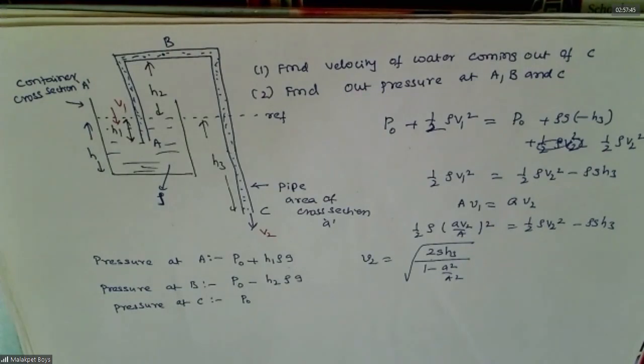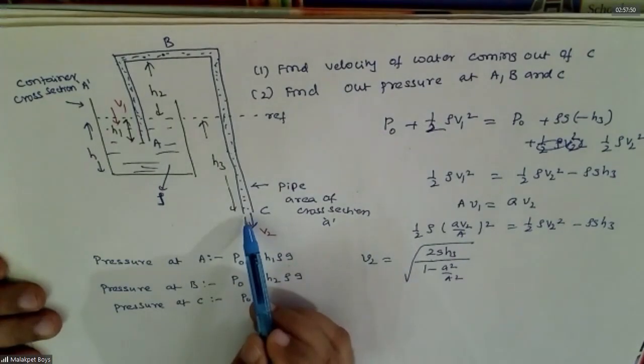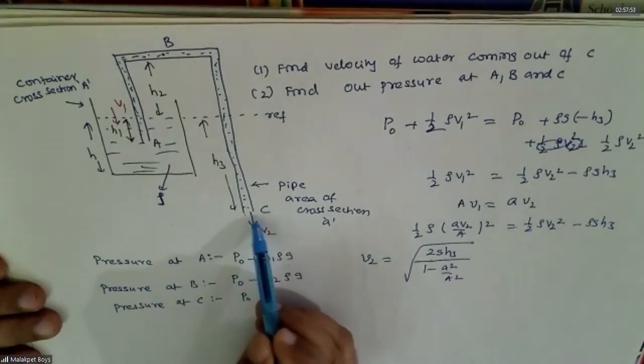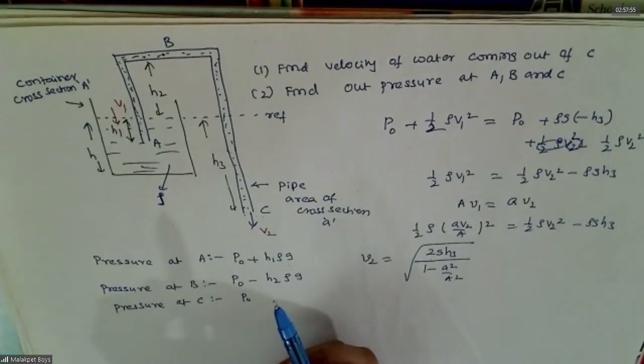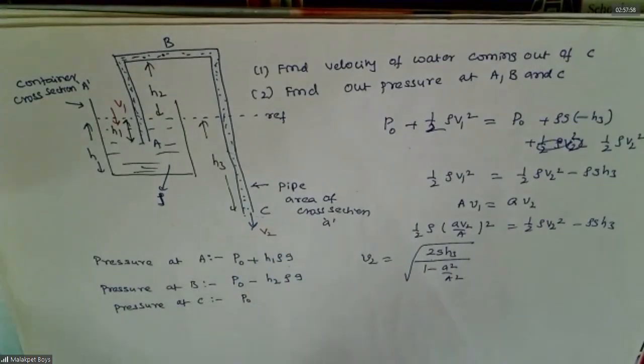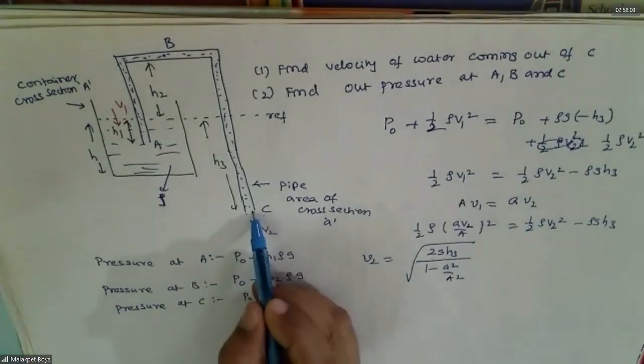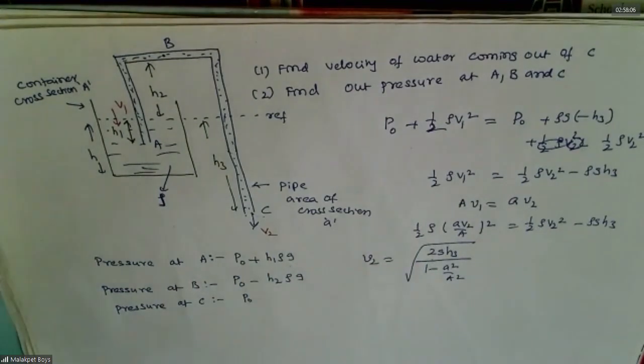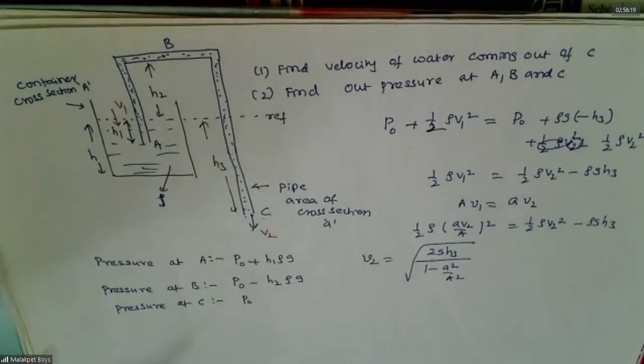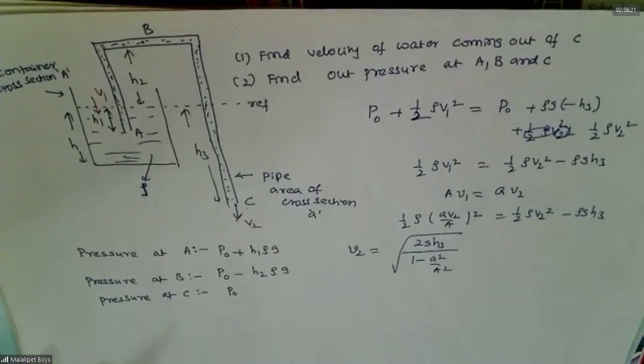Sir, pressure at C, why are we not writing P naught plus rho g h3, sir? This is what? Pressure is what? Atmosphere. Open to atmosphere, no? Yes, sir. See, a pressure at a point inside the liquid will have rho g h and all. This is a point outside the liquid, just outside the liquid. Yes, sir. Yeah. Shall I turn this? Yes, sir.